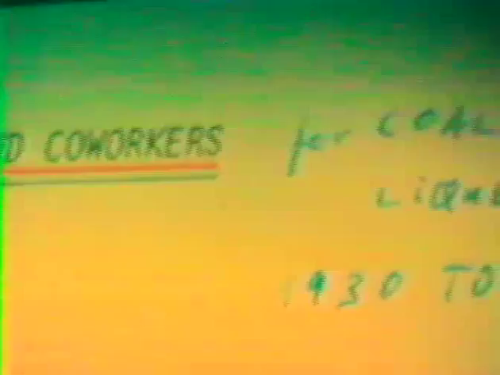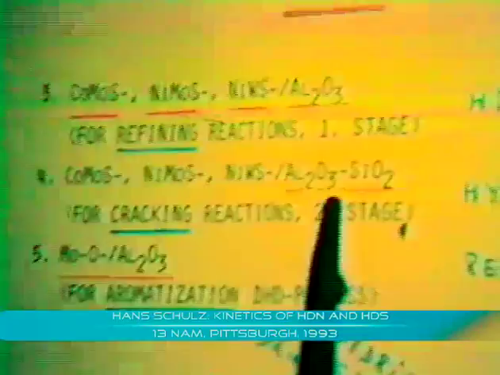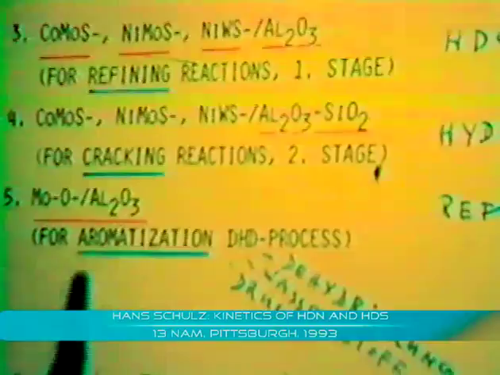hydrogenation, and they nicely developed the chromium-molybdenum, nickel-tungsten, on alumina catalysts for refining reactions HDO, HDN, HDS. Then for cracking, for hydrocracking, the same ones on the acidic carrier, and also an aromatization process which is in its chemistry almost the same as our present reforming process.